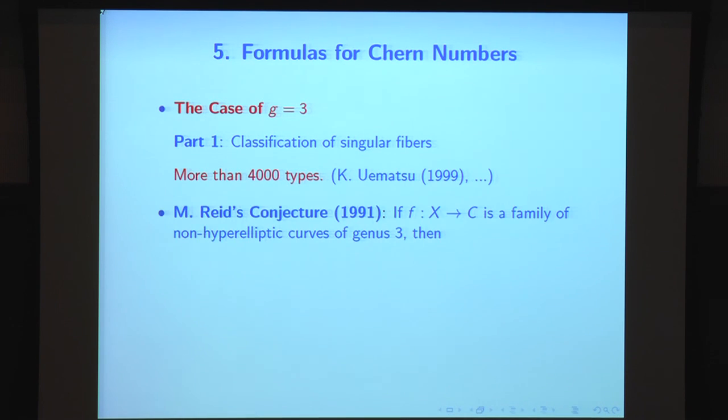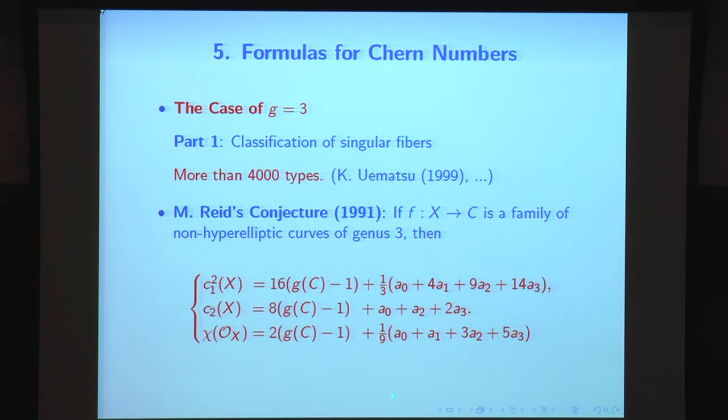Okay, in the genus three case, the classification is quite complicated. There are more than 4,000 types. So Mosred has a conjecture in 1990 about the formula. This is his conjecture. This is for the Chern numbers. It seems there's nothing for the modular invariants.